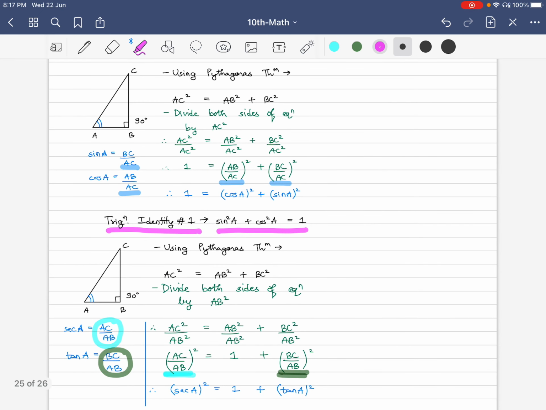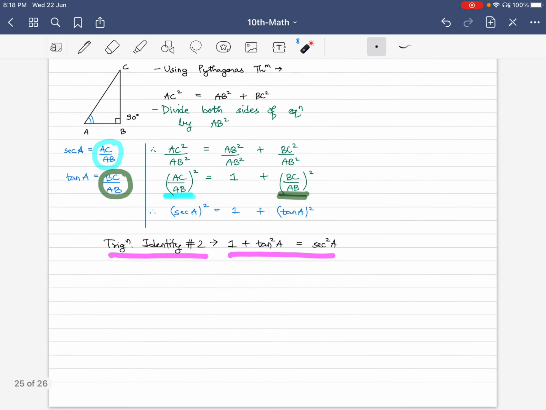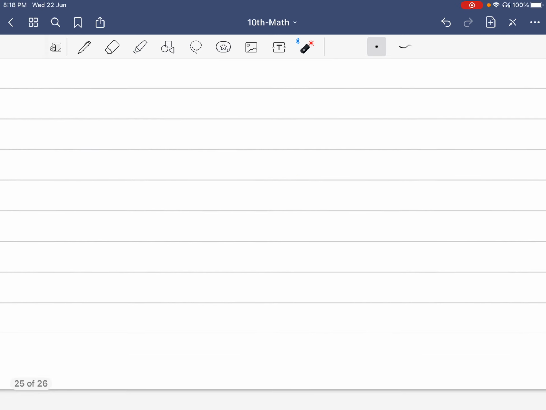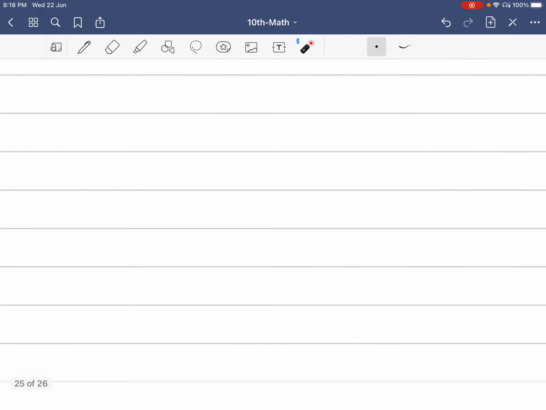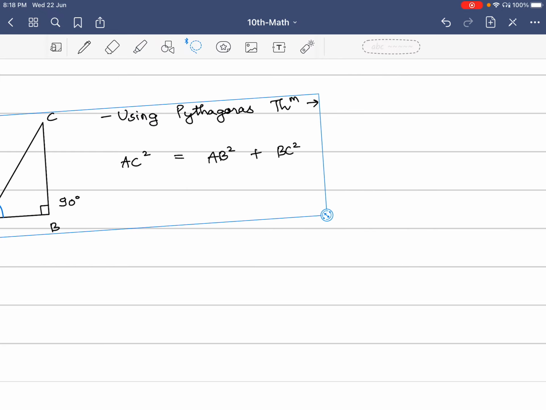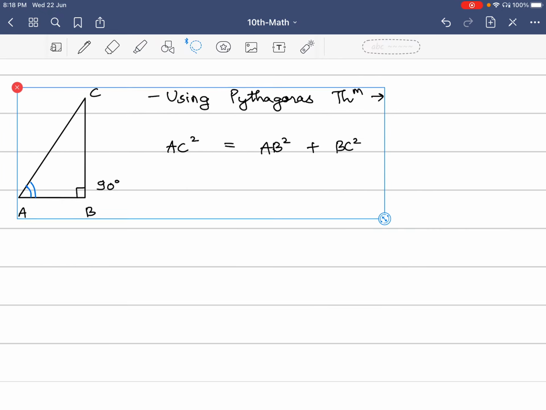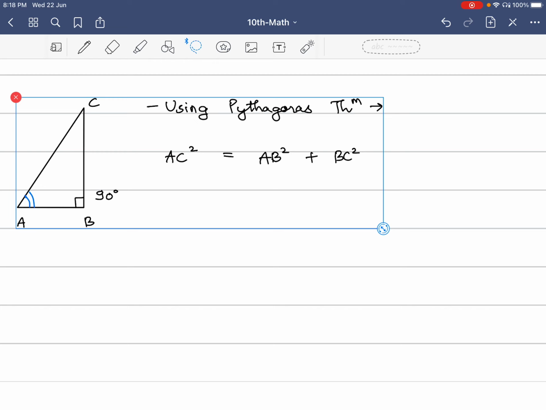Now again in a very similar fashion, we are going to go to trigonometric identity number 3, so let's scroll up. In this Pythagoras equation, we divided both the sides by AC square. Here in this equation, we divided both the sides by AB square. So now in the third part, we are going to divide both the sides of the equation by BC square. So let's do it. Let's zoom in. Yes, so this is my Pythagoras theorem. Again we take this right angle triangle ABC, and this is by Pythagoras theorem.